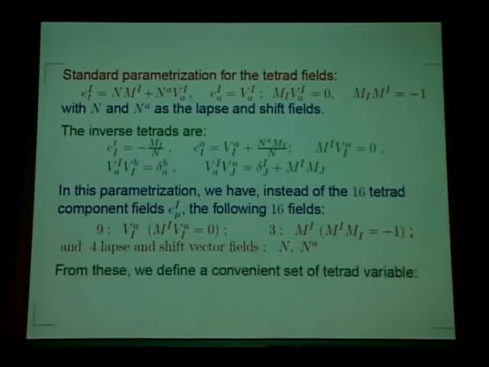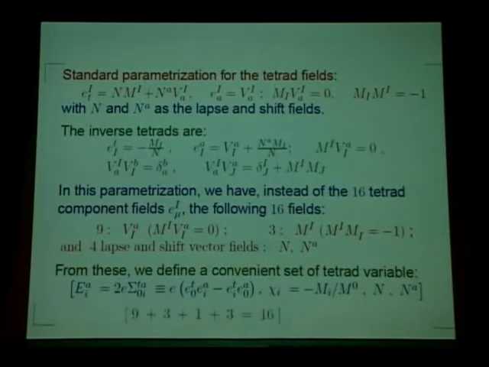From these we define a more convenient set of tetrad variables, where E^A_I is twice E sigma T^0_I. Sigma T^0_I is the anti-symmetrized product of the tetrads, and chi is the space component of the M vector, along with the lapse and the shift variables. So there are 9 of these, 3 of the chi's, 1 n, 3 n's, so again 16.